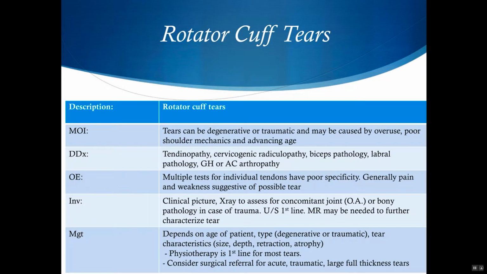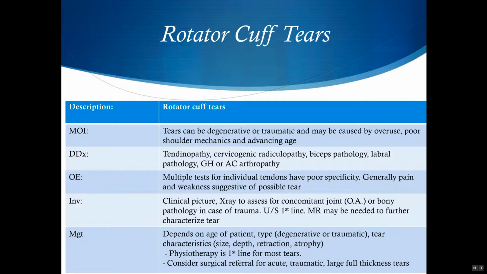The format of this presentation is going to be similar to what you see on this first slide on rotator cuff tears. We will start with a look at the mechanism of injury typically associated with the condition. We'll talk about differential diagnoses, what to expect on exam or in history. We'll look at investigations that may be pertinent to the condition, and then finally we'll talk to management options. So we'll start with a look at rotator cuff tears.